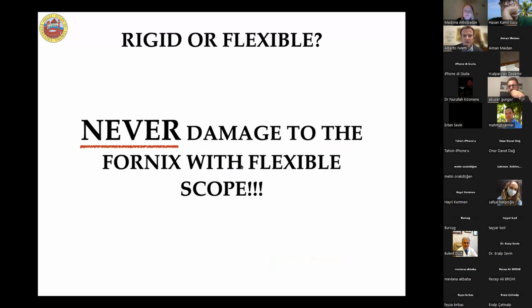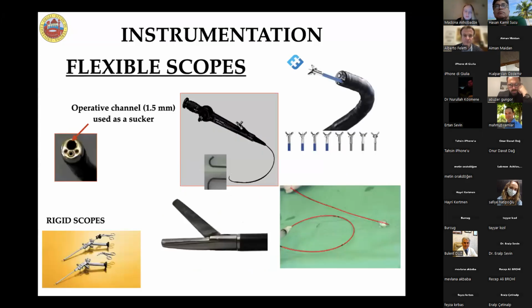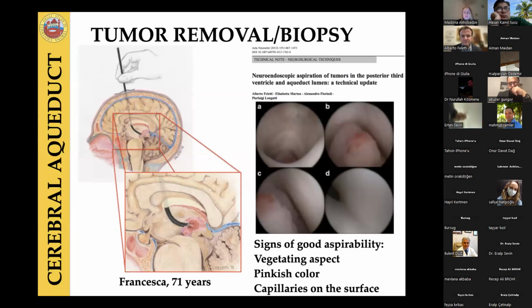And actually in our series, my personal series and the one of our institution in general, we never had a damage to the fornix using a flexible scope in all our more than 800 patients. So when you have to work in this area, I think it's preferable to use a flexible scope.